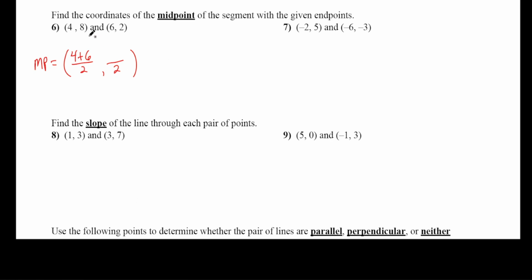And now we add the y's. I got an 8 and a 2, so it's 8 plus 2. And then we simplify it. Really easy to simplify. 4 plus 6 is 10 over 2. 8 plus 2 is 10 over 2. Simplify it. 10 divided by 2 is 5, comma what? 5. Put them in parentheses. All right, it's a point. You always put points in parentheses and a comma in between, and that is your answer.